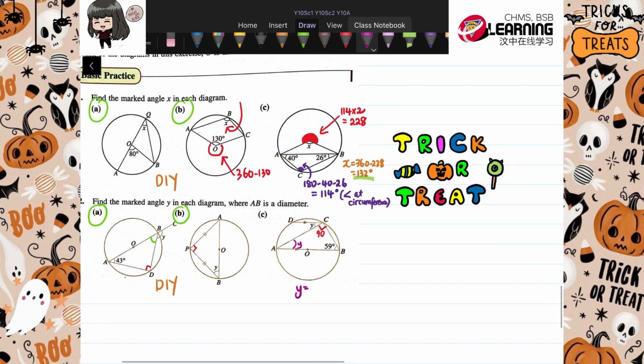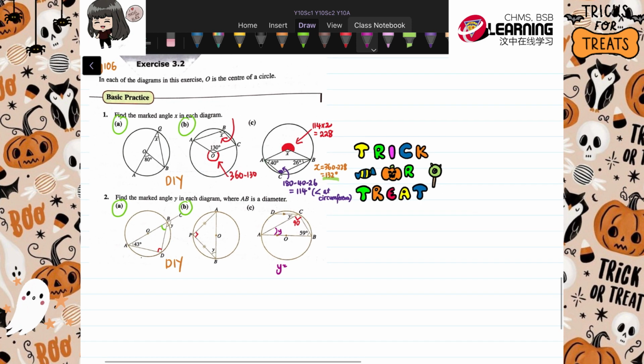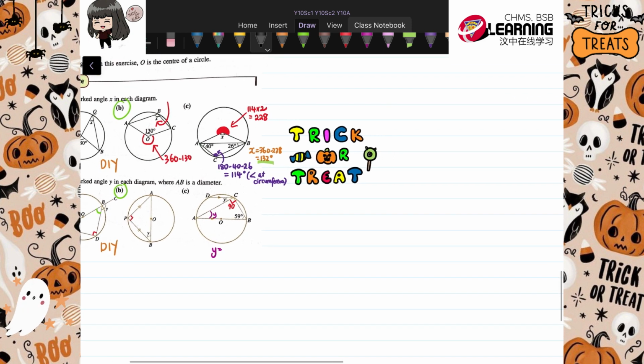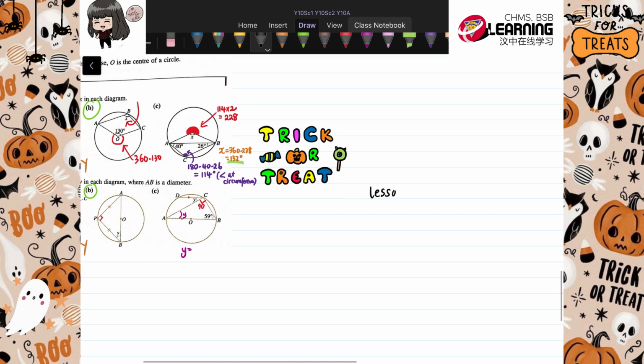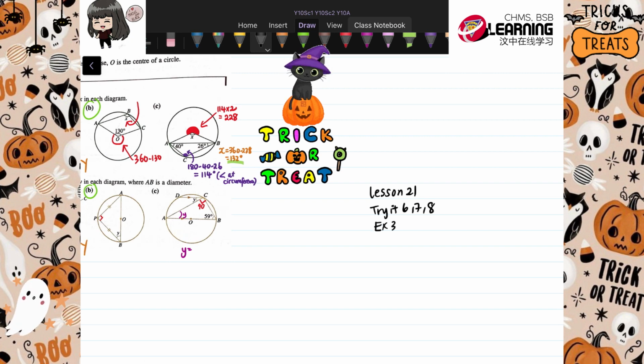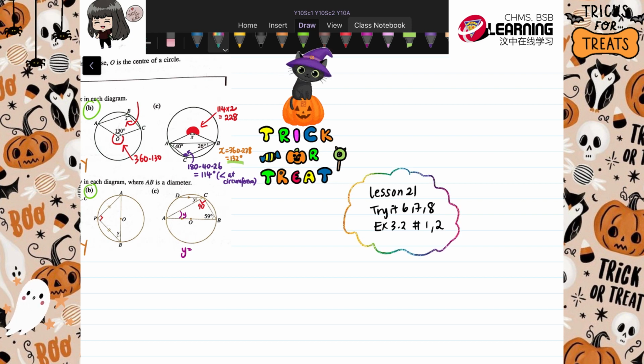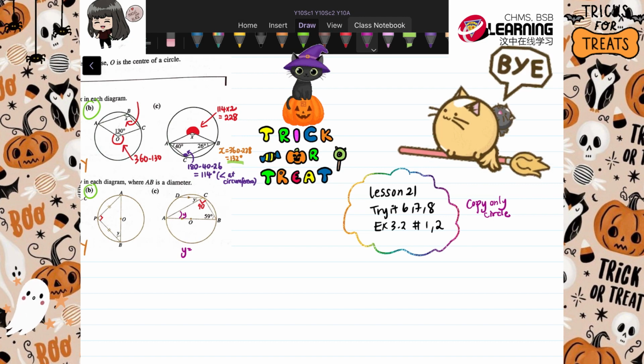So that's all for today's lesson. What you're going to do is, for lesson 21, try 6, 7, and 8. And then for exercise 3.2, you're going to do all of question 1 and question 2. You don't need to copy the question, only the circle. Copy only the circle. If you want to print it out, that's also okay, it's up to you.